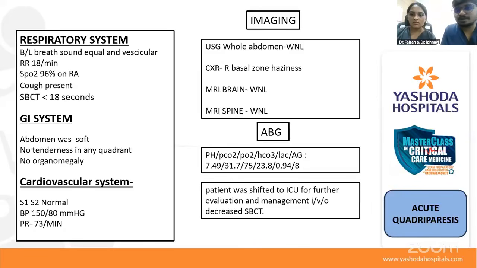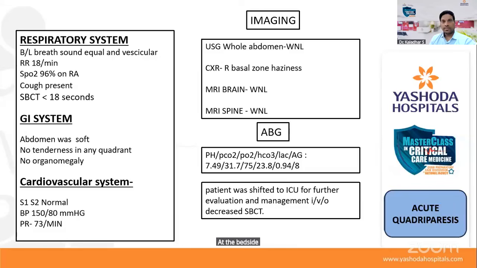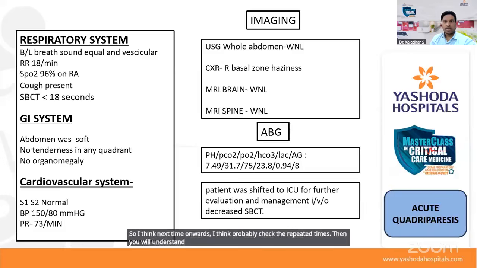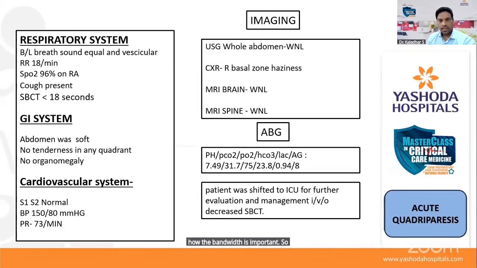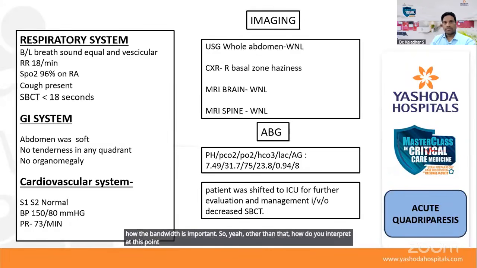6 minus logarithm of bicarbonate into that will become too complex to check at the bedside, isn't it? There is a simple equation: (24) into PCO2 by bicarb. So that is how you check generally the validity. So I think next time onwards, you check it repeated times, then you will understand how the validity is important.